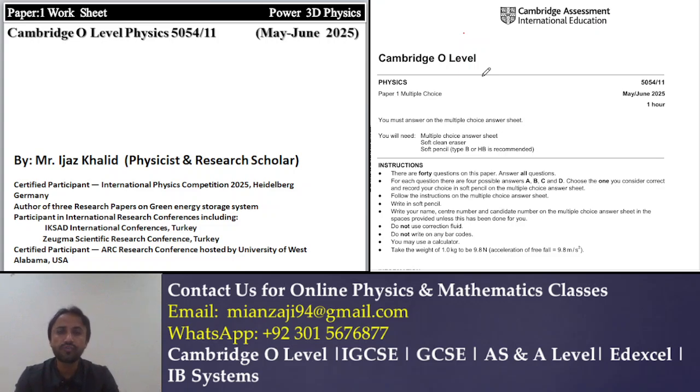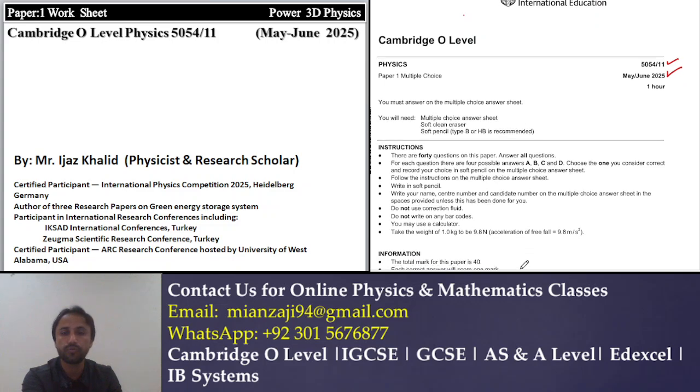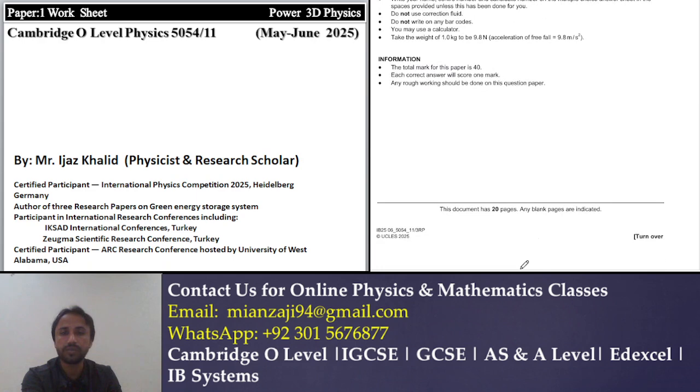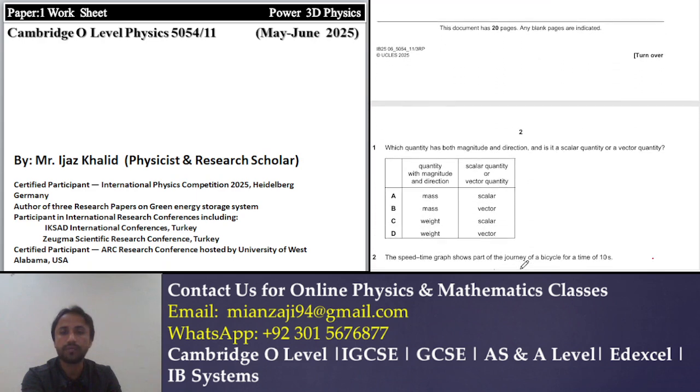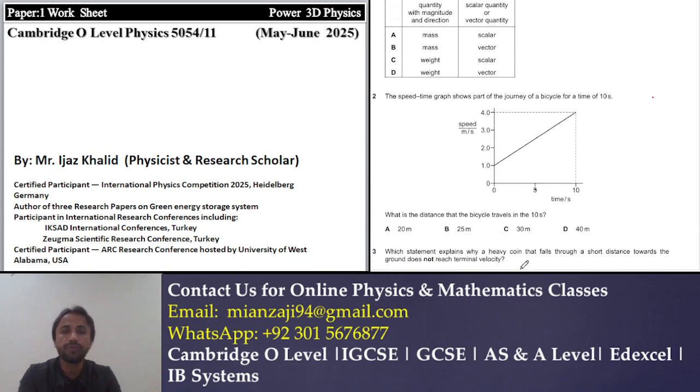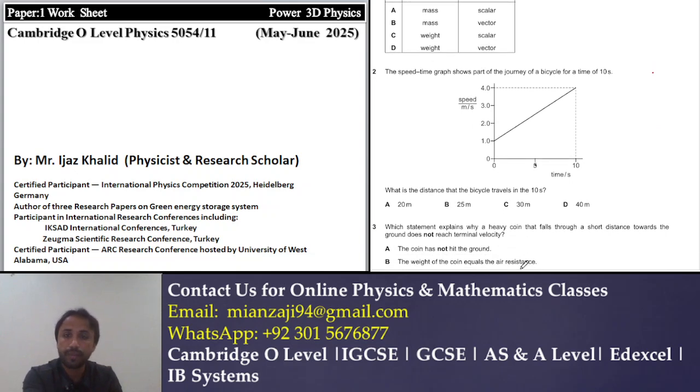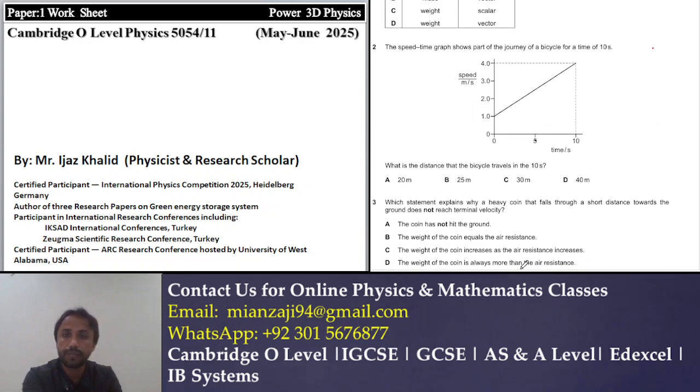In today's session, we are going to solve question number 2, Cambridge O Level Physics 5054. This is the May 2025 paper. In the last session, we solved question number 1, and today's session is all about question number 2. Let me start question number 2 together, and we will solve it on our worksheets in detail.